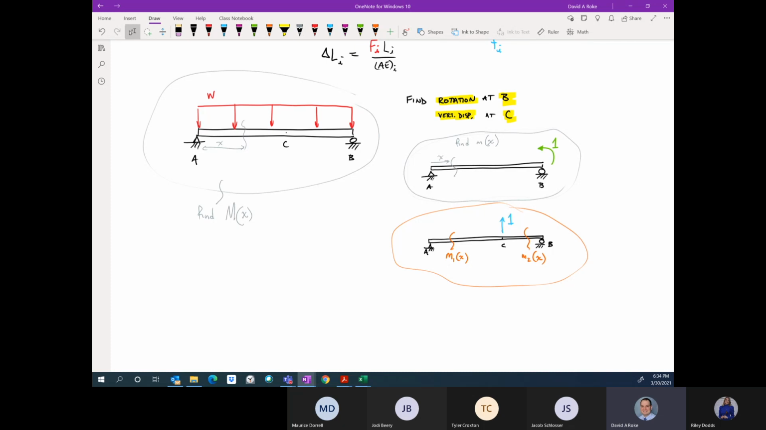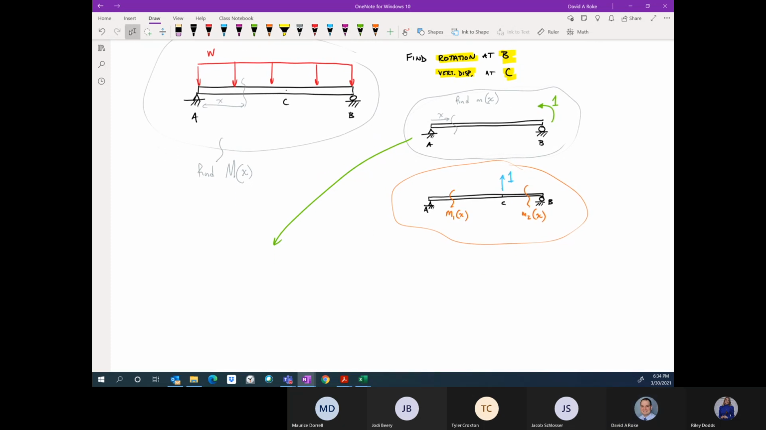And so what we're doing now is, if I'm finding the rotation at B, this rotation at B, which by my assumption is counterclockwise, that is equal to the integration over the entire length of lowercase m of x times capital M of x over EI dx.